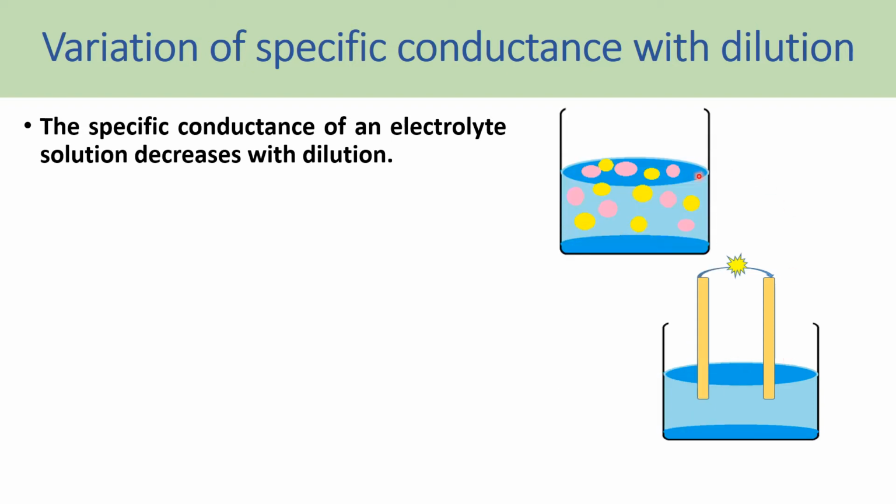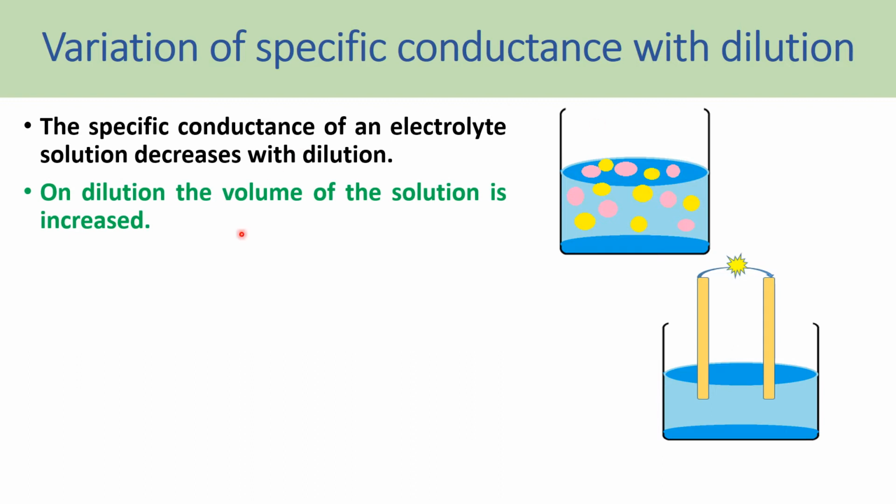We know in a concentrated solution, the number of ions is more and they are closer. Their interionic interaction between the ions is more, so they are more close together. But on dilution, the volume of the solution is increased.